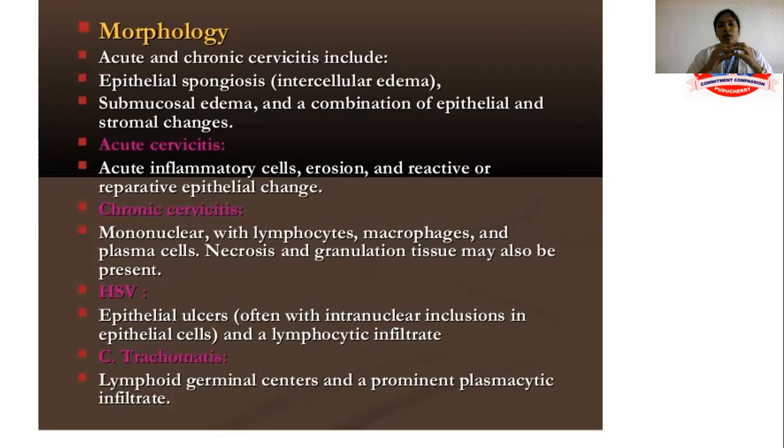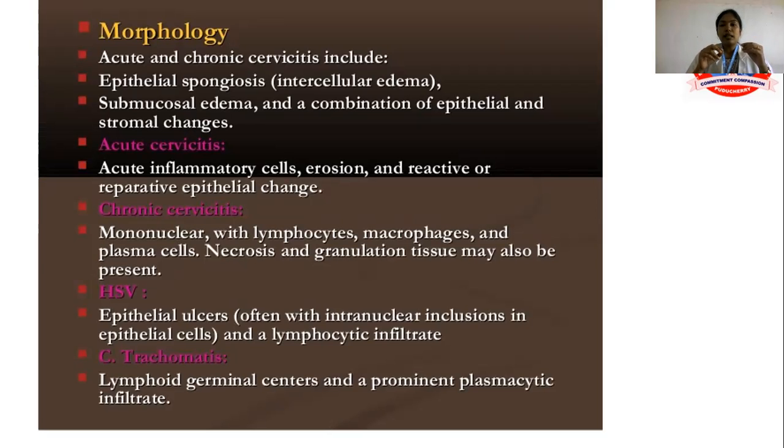So what will be the morphology of cervix? In acute and chronic cervicitis, there will be epithelial spongiosis. Spongiosis is nothing but intercellular edema. There will be submucosal edema and a combination of epithelial and stromal changes. Coming to acute cervicitis, there are certain acute inflammatory cells, erosions, reactive or reparative epithelial change. In chronic cervicitis, you can see mainly mononuclear cells such as lymphocytes, macrophages, plasma cells. There can be necrosis and granulation tissue also.